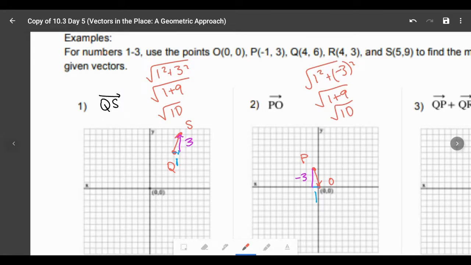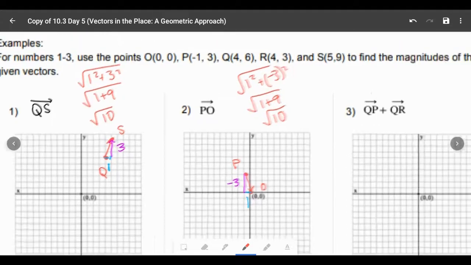Please note that even though these two vectors have the same magnitude, they are not congruent. In order for two vectors to be congruent, they must have both the same magnitude and the same direction. Since vector QS points more north and vector PO points more south, we cannot say that these guys are congruent.